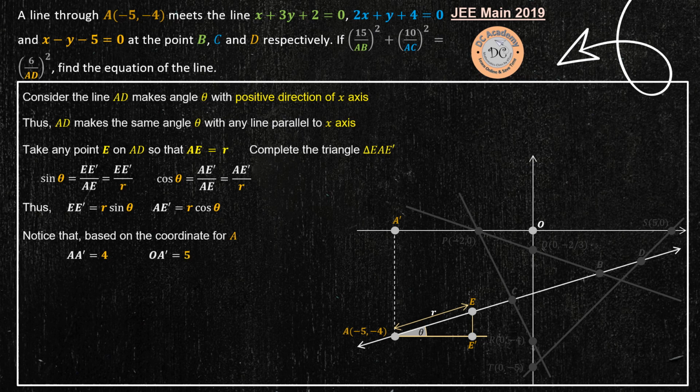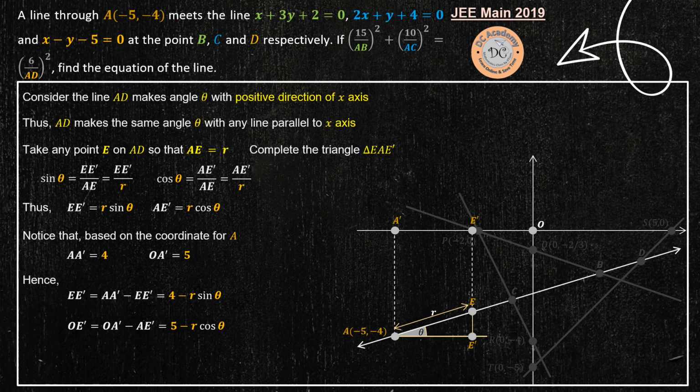So therefore, we find out that OA dash is equal to 5 units and AA dash is equal to 4 units. Now, you can easily observe that in this particular problem, E dash is equal to A dash minus E dash. So therefore, we can say that the E dash length is 4 minus R sine theta, and OE dash is equal to AE dash minus OA dash, right? That's the difference. So therefore, it is 5 minus R cos theta.